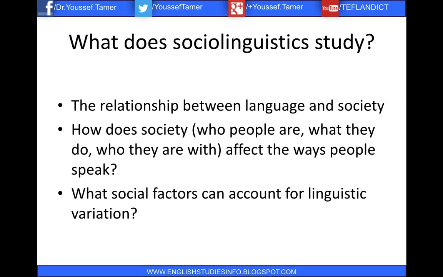In other words, sociolinguistics tries to find out what social factors can account for linguistic variation. As I explained last time, within a speech community, language is varied, is used in different ways. Now, what's the reason? Does this mean that it has to do with the language itself? Or are the reasons related to society itself? The reasons are related to the society, to the variables of society that account for this linguistic variation.